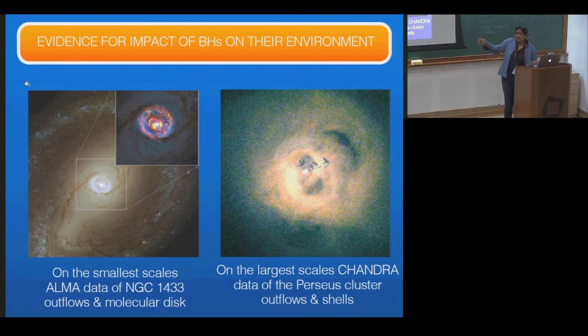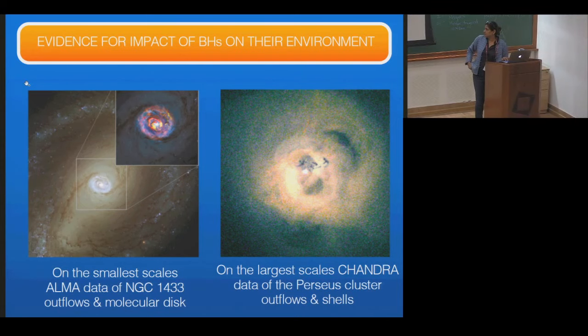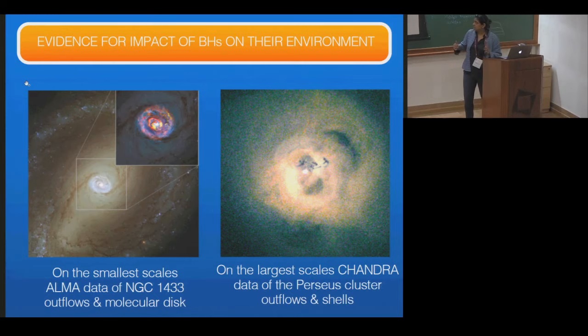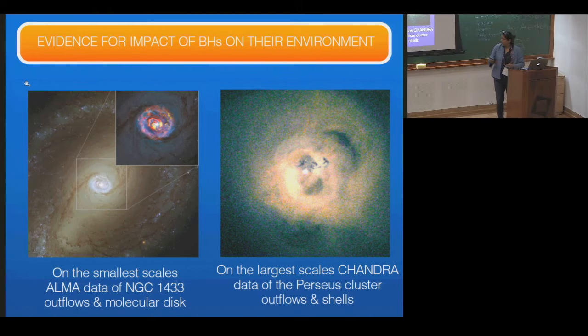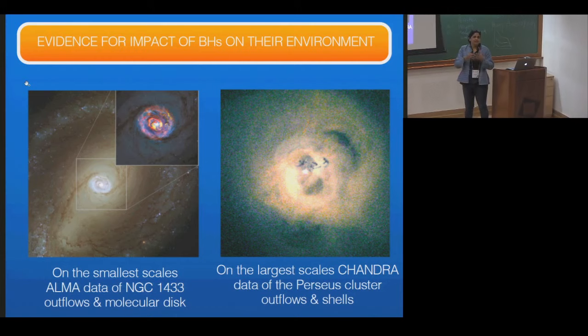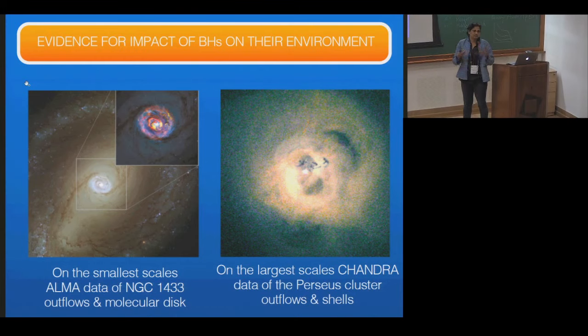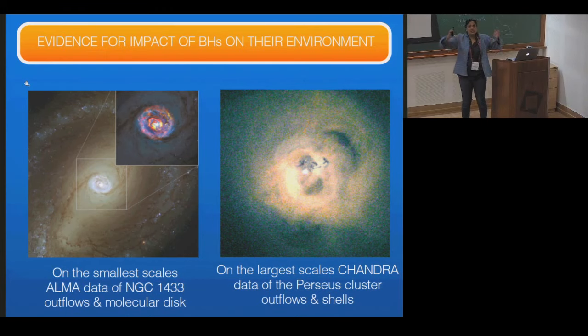On the larger scales, this is X-ray data from the Perseus cluster, where you see these outflows and shells. They're layers and layers of shells, and that tells you something about the episodic nature of the black hole activity, right? The black hole likely switches on, feeds on gas, then switches off because it has depleted the gas. Then maybe you have a merger, something else that delivers gas to the center, and it restarts. So you are seeing these outflows put out by this growing black hole during its various episodes.